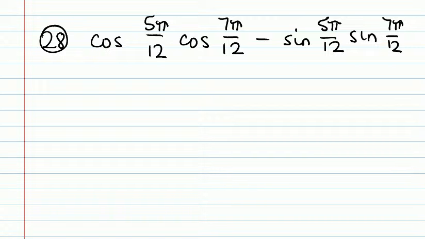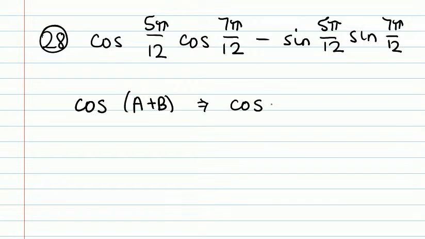So hopefully you notice that this is cosine of A plus B, because it's cosine, cosine minus sine, sine, where A is 5 pi over 12 and B is 7 pi over 12, which means that we are looking for the cosine of 12 pi over 12, otherwise known as pi. And the cosine of pi is -1.